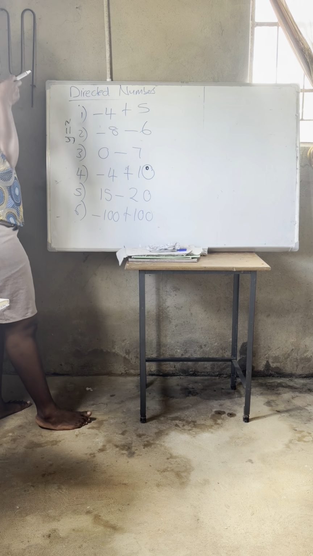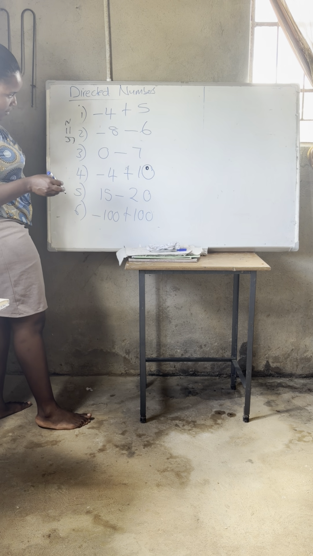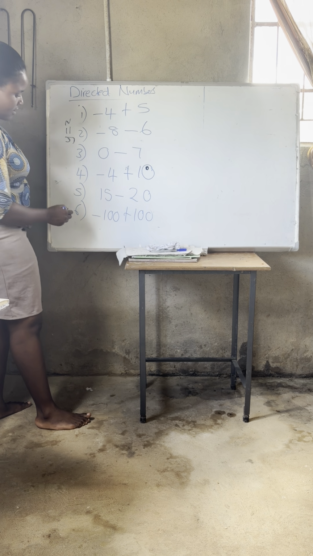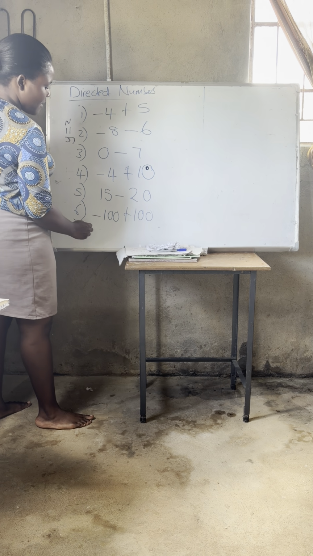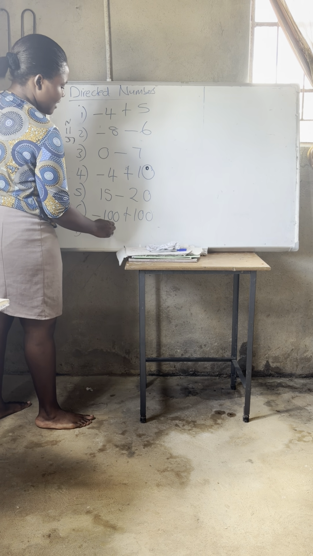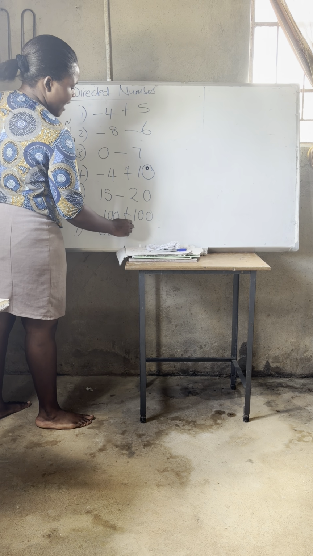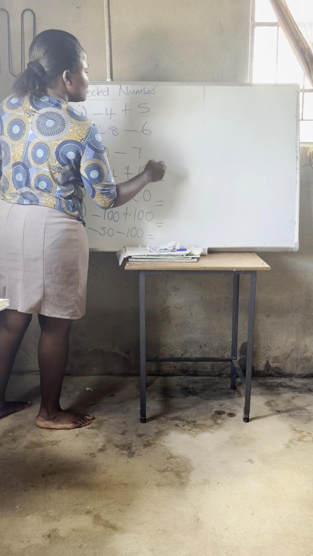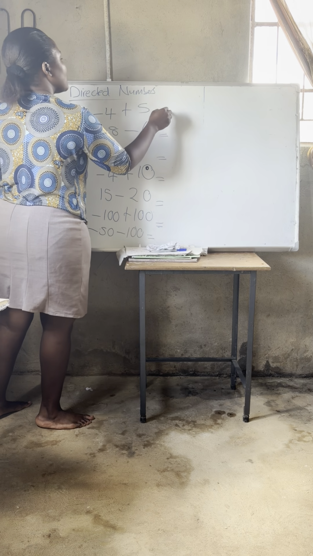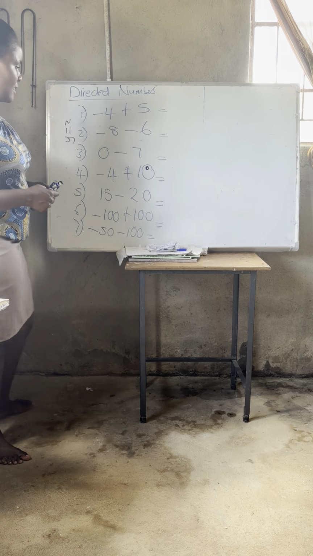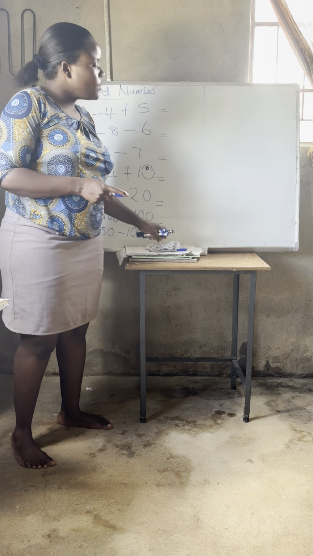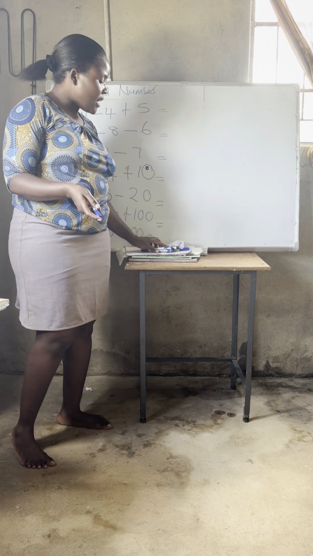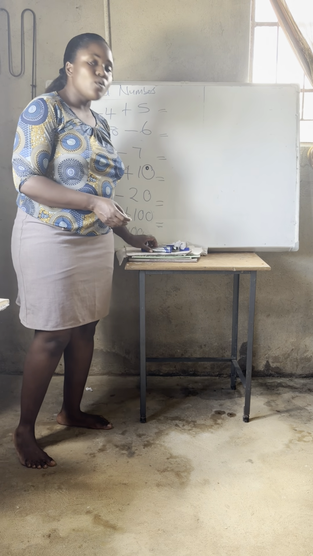Right. How many are there? Or the last one, number 7, maybe negative 50 minus 100. Right, you pause, you try to work them out on your own. Then after, you resume the video to check whether you got this correct or not.